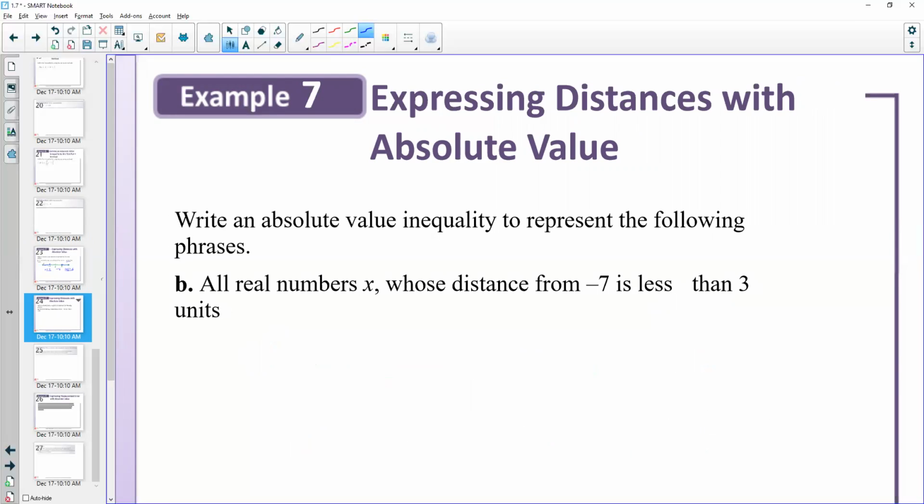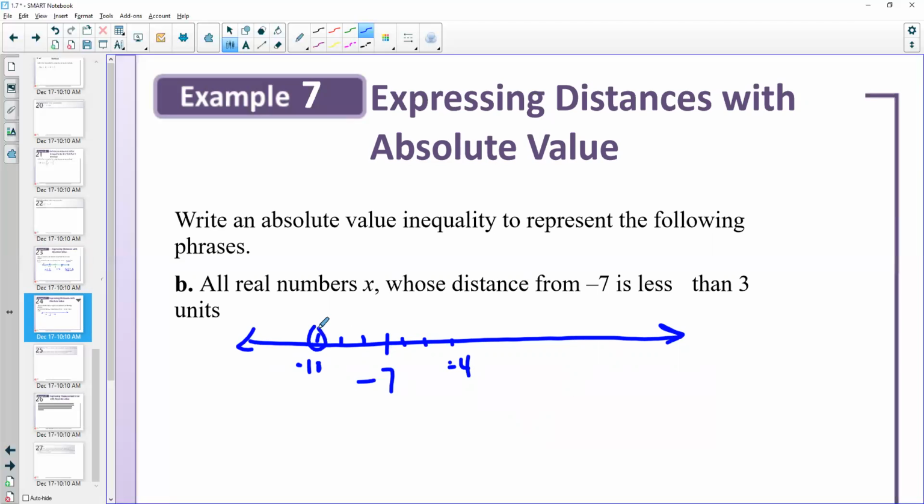Okay, well, let's think about that. All real numbers whose distance from negative 7, so I'm going to put negative 7 there, and I'm going to go 1, 2, 3. So that's negative 4. Go 1, 2, 3. That's negative 10. So it's less than 3 units. So it's an open circle. Their distance is smaller, so they're in the middle here.